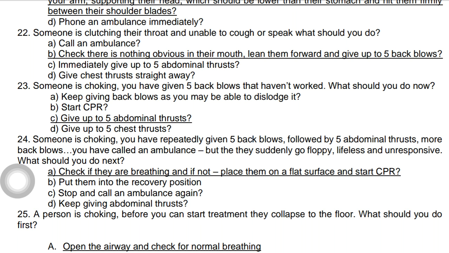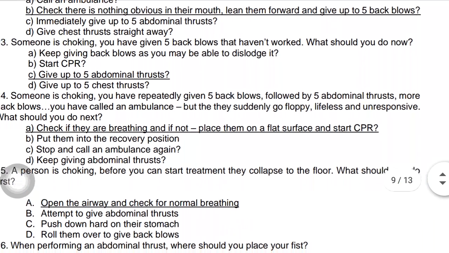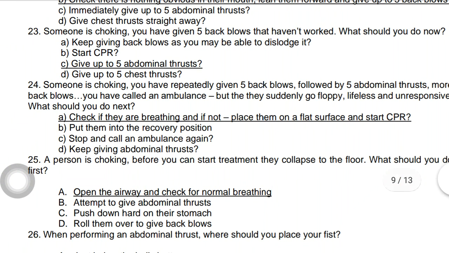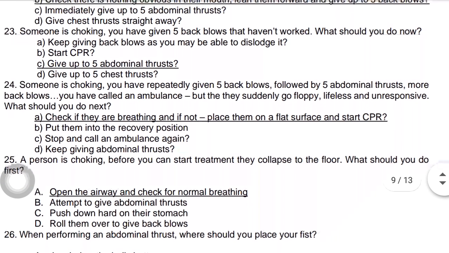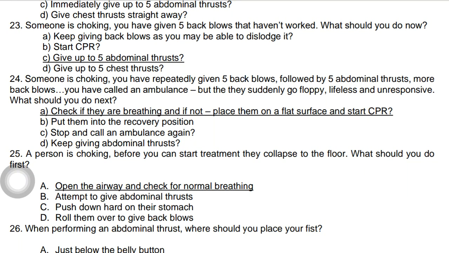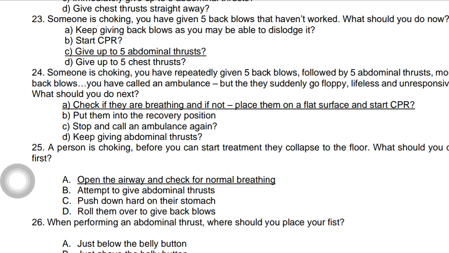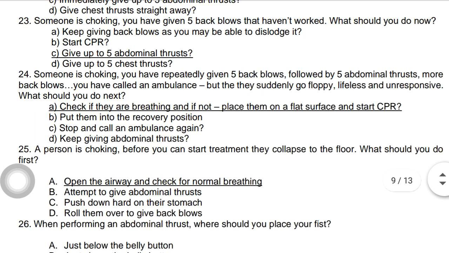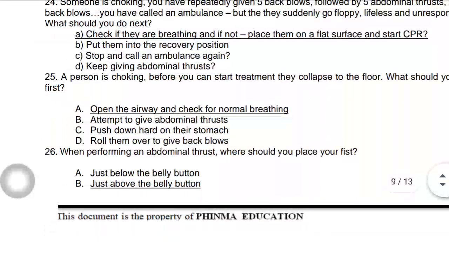So someone is choking, you have repeated 5 back blows followed by 5 abdominal thrusts, more back blows. You have called an ambulance, but they suddenly go floppy, lifeless, and unresponsive. What should you do next? Check if they are breathing, and if not, place them on a flat surface and start CPR. A person is choking and before you can start treatment, they collapse to the floor. What should you do first? Open the airway and check for normal breathing. Look carefully whether it is blocked or whether they are breathing normally.